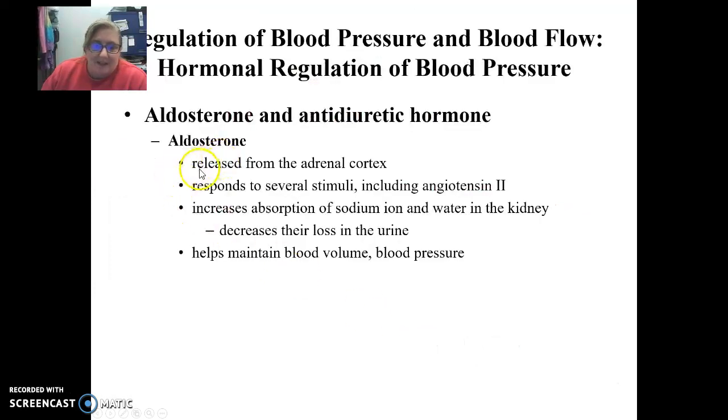release. So aldosterone I mentioned before, but I'll say it again, is your salt lover. So sodium ions are going to be reabsorbed, and when we reabsorb sodium ions, we also reabsorb more water because water follows solute.